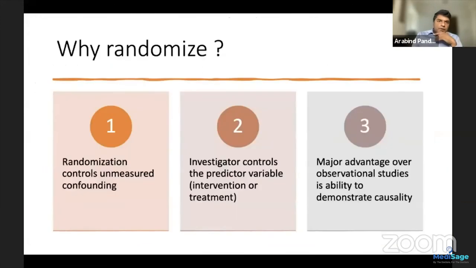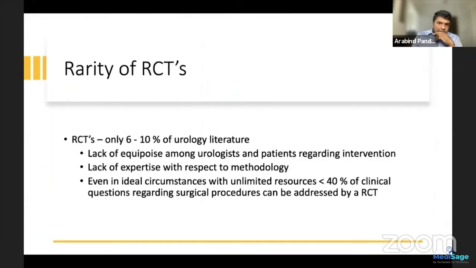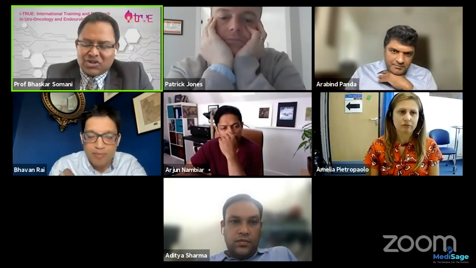One of the problems is that only 6 to 10% of the urology literature are RCTs, for the same reason. If you're looking at a surgeon doing it, we can't blind the surgeon, and we can't blind the patient. At the most, on table, we can randomize with block randomization and then proceed. Sorry, Bhavan, please go on. Can I just carry on from there?